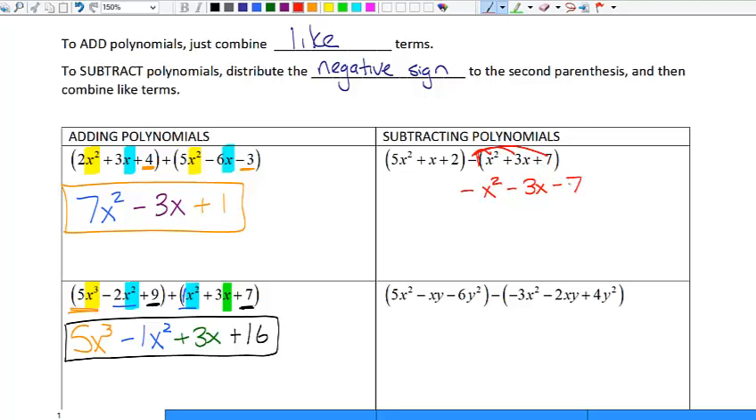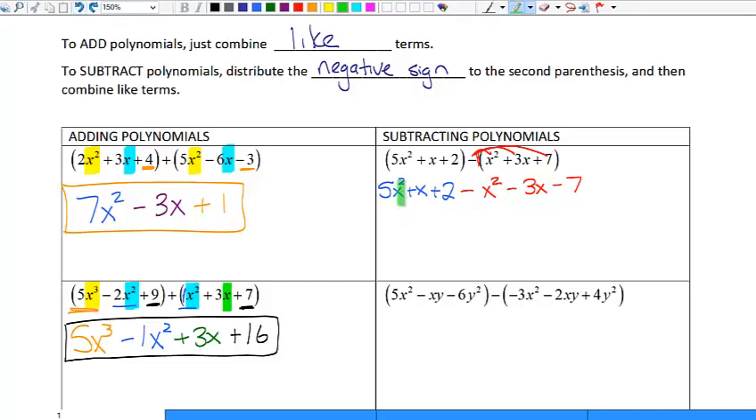A common student mistake here is to have the negative only distribute to the first term, x squared. But we need to distribute the negative truly to all terms inside the parentheses, because when there is a negative out in front of the parentheses, that means for the whole parentheses. Notice that the first term didn't have a negative in front of it out here, so because it didn't have any negative, I'm not going to distribute any negative, I'm just going to bring it down.